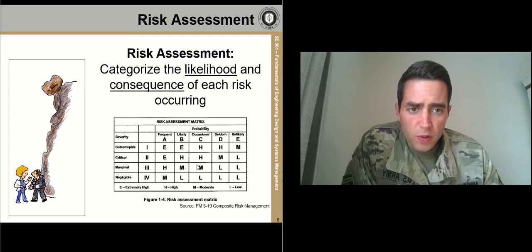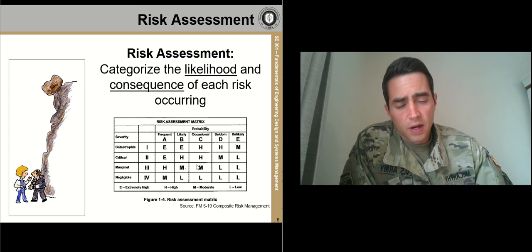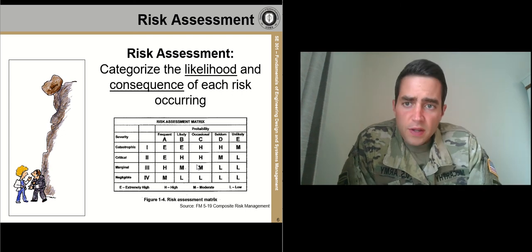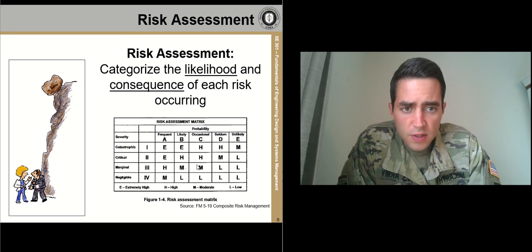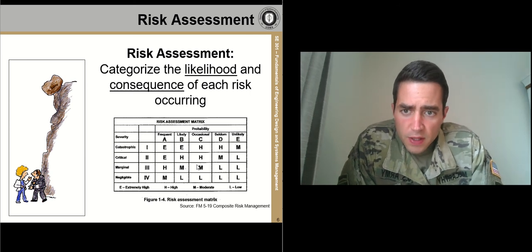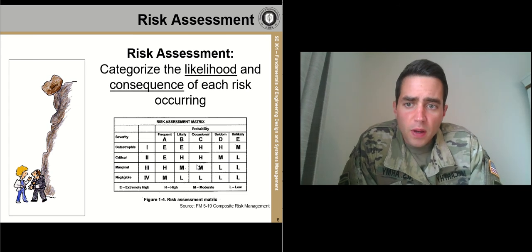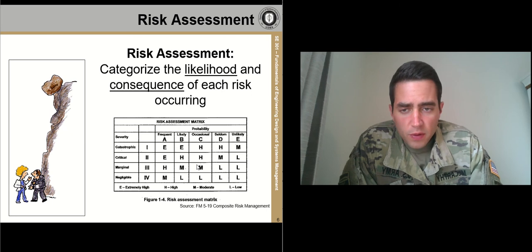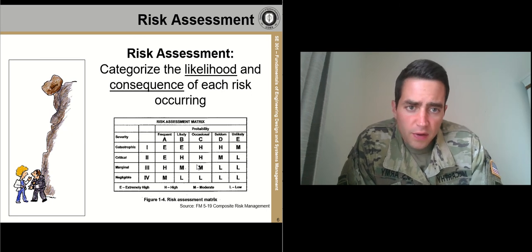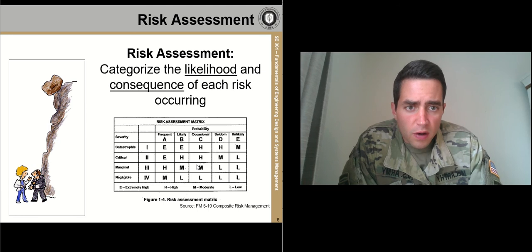So once we've identified the risk and we know what kind of risk it is, we can move ahead to risk assessment. And this is categorizing the likelihood and consequence of this risk actually occurring. The chart that you see there is the risk assessment matrix that comes from the Army's composite risk management. If you're in charge of planning a range, or if you're an investigative officer for a safety incident, you'll likely see these different categories in the Army of incidents or of risk.